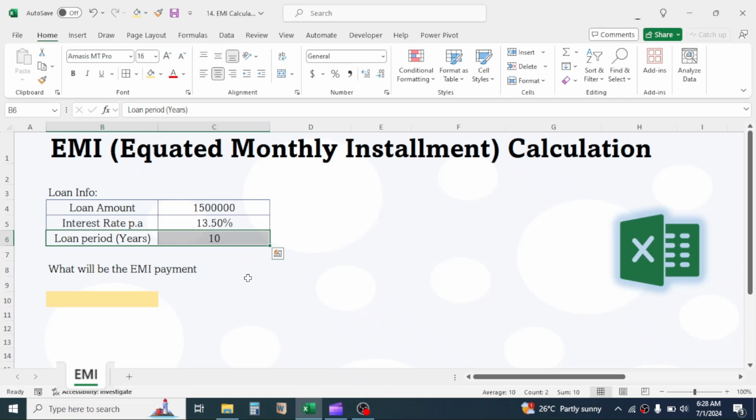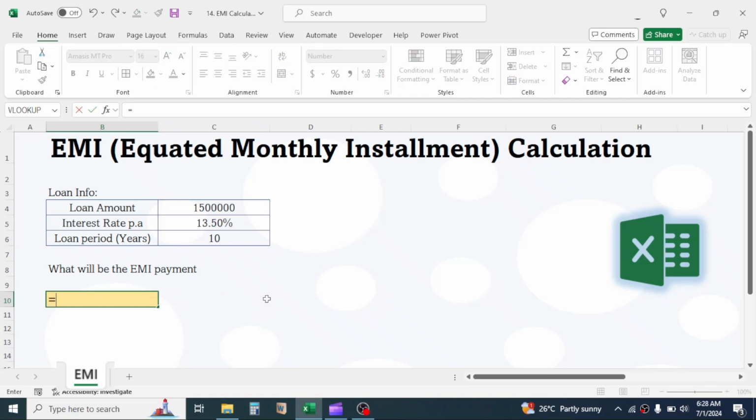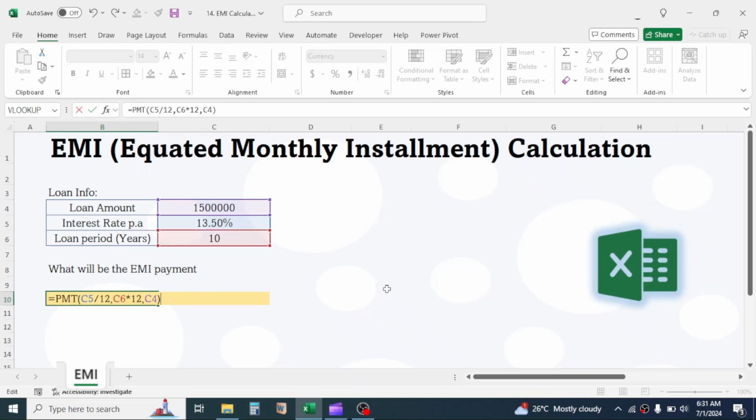To calculate the EMI for this, click on the B10 cell. Press equals. Then type PMT function. Open a bracket. In the rate parameter, put the monthly rate which is given by yearly rate divided by 12. Give a comma. In the NPER parameter, put the period of loan in months, that is given by year times 12. Then give a comma. In the PV parameter, provide the present value of loan, which is the loan amount. These other parameters are optional. Close the bracket and press enter.